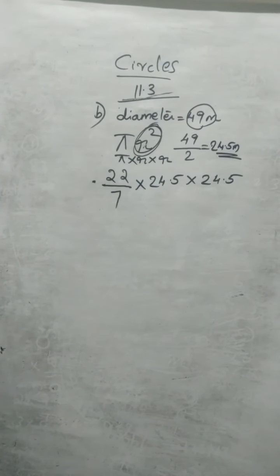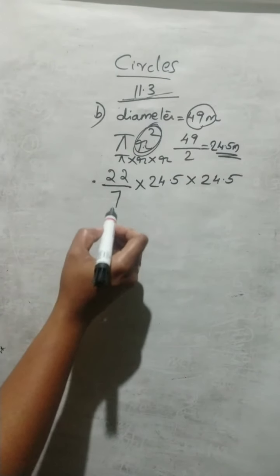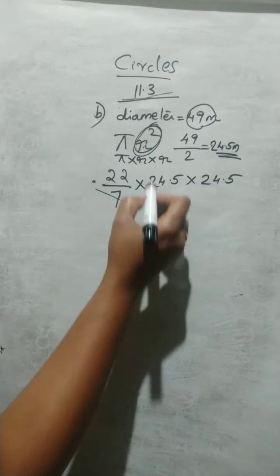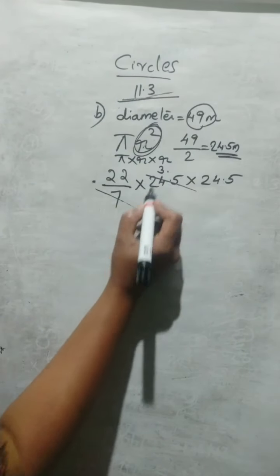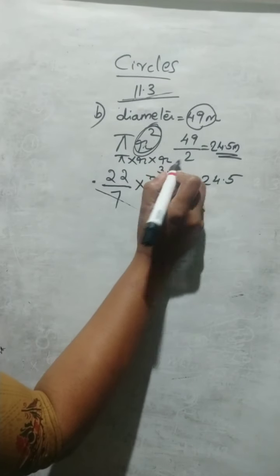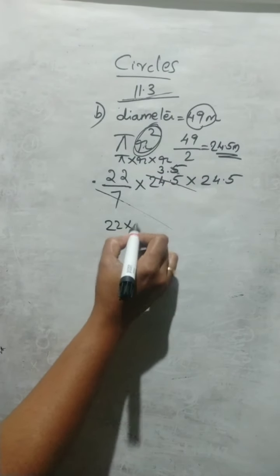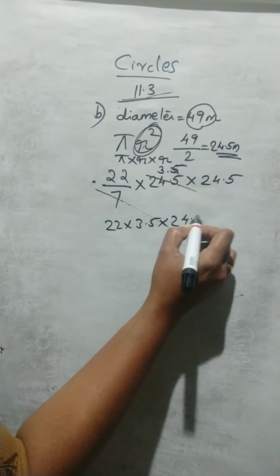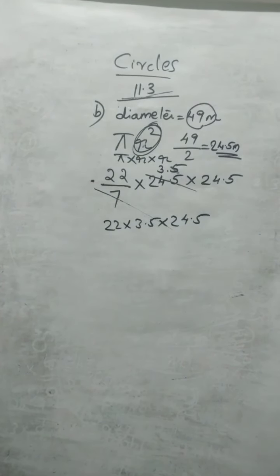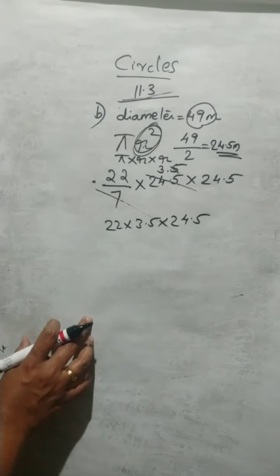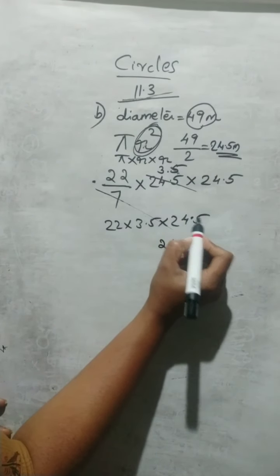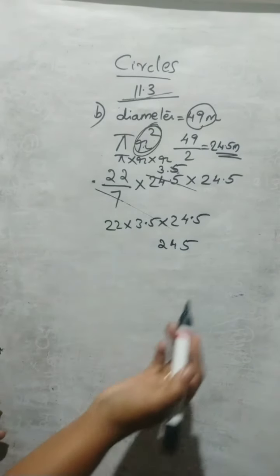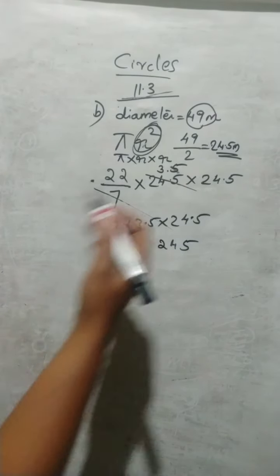Then we can cut 7 and 24.5 by 7. 3 7s are 21. Remaining 3, 35. 5 will be there. Okay. So 22 times 3.5 times 24.5. So how can we do? Here we can multiply 24.5. Here we can add the decimal digits after multiplication, after finding this product.